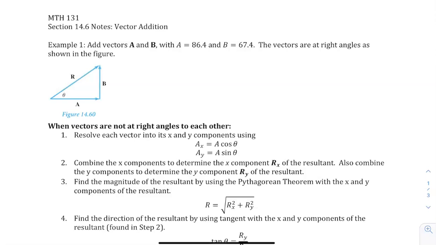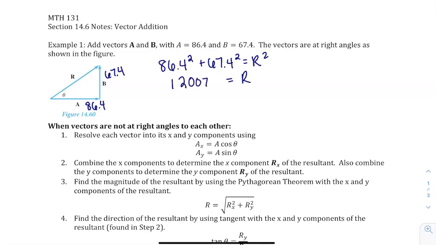So here in example 1, we have these two vectors A and B. Since they are at right angles to each other, this particular problem is going to be pretty easy because we know how to handle right triangles. Our A is 86.4, our B is 67.4, and so for the result, we'll use the Pythagorean theorem. 86.4 squared plus 67.4 squared is going to equal r squared, and that gives us 12,007.72, and that was r squared.